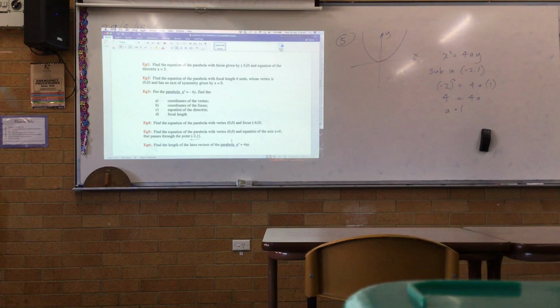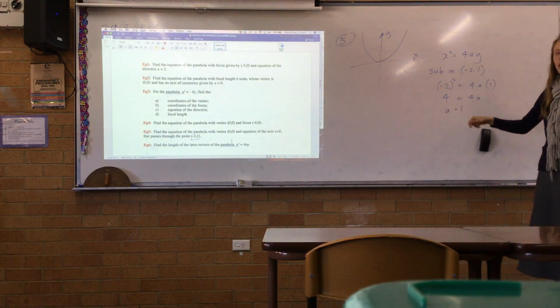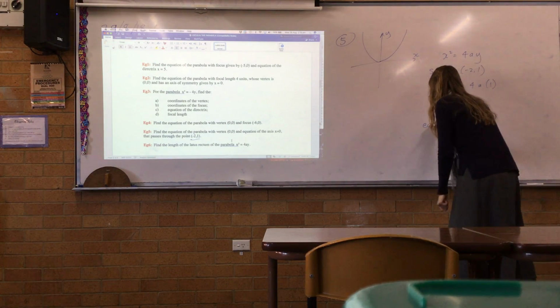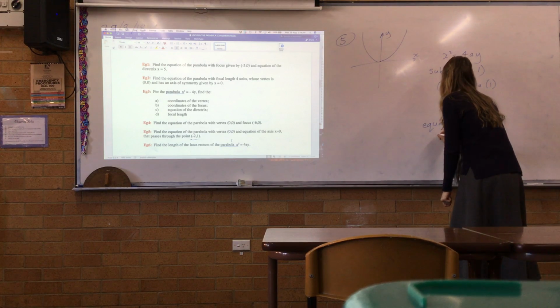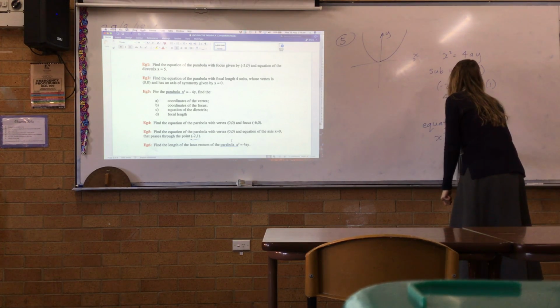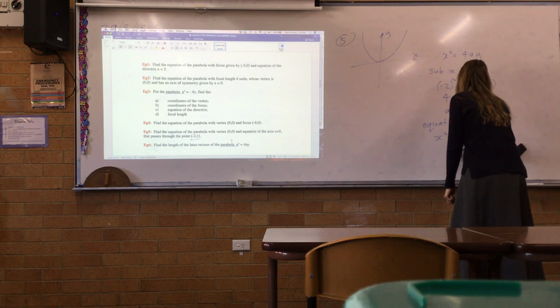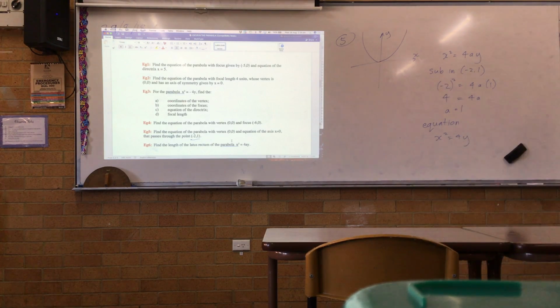So we're almost there. It just says find the equation. Well, we know it's of this form. We know that a is 1. So the equation is simply x squared equals 4 times 1, which is just 4. X squared equals 4y.